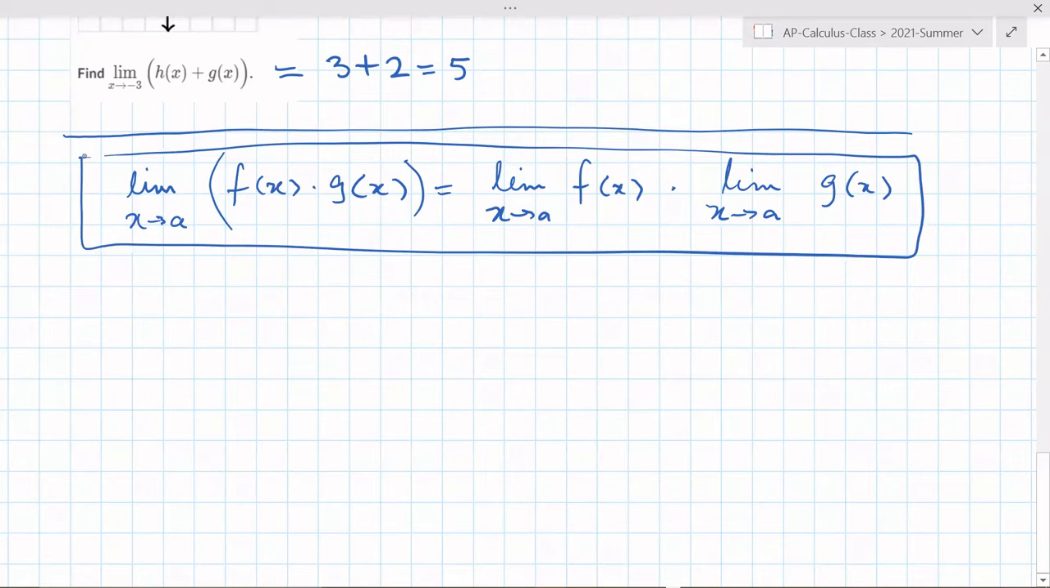Right? In this case, the limits get multiplied. But remember that you're always approaching the same x position when we are talking about these results. It can't be like x approaching 3 here and x approaching 4 there.